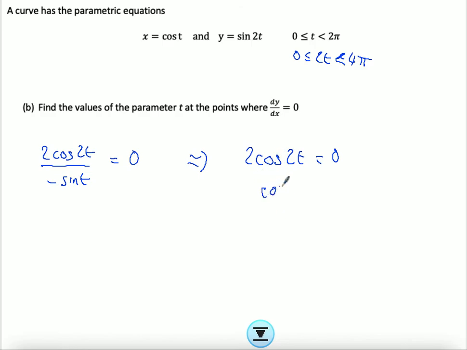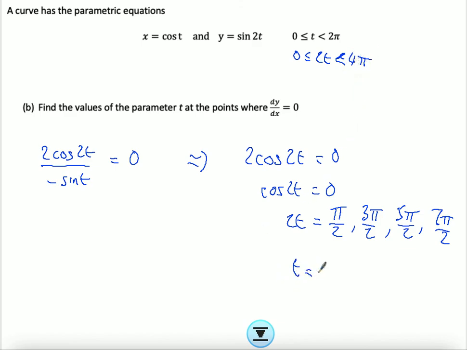So that means that cos 2t is equal to 0. So that means that inverse cos of 0 is pi over 2, isn't it? Pi over 2. So that's my principal value. And then I can sketch the graph or use a cast diagram, and I will get 3 pi over 2, and I will get 5 pi over 2, and I will get 7 pi over 2. And if I wanted to continue, I'd go 9 pi over 2. But 9 pi over 2 is larger than 4 pi, so I don't need to worry about it.